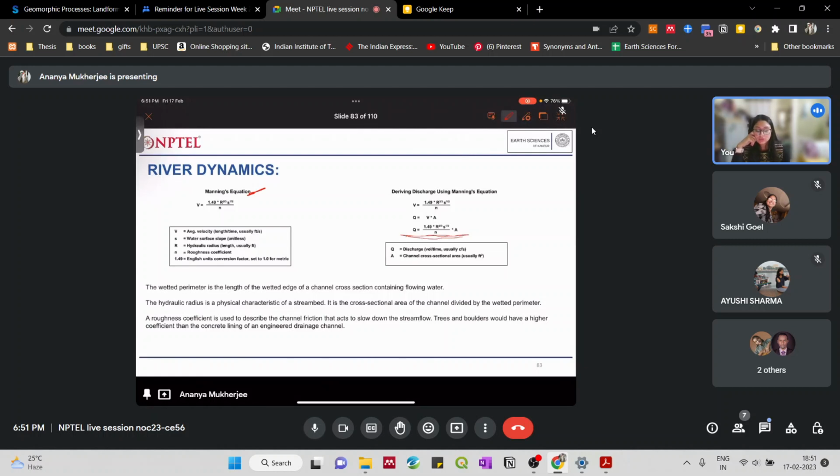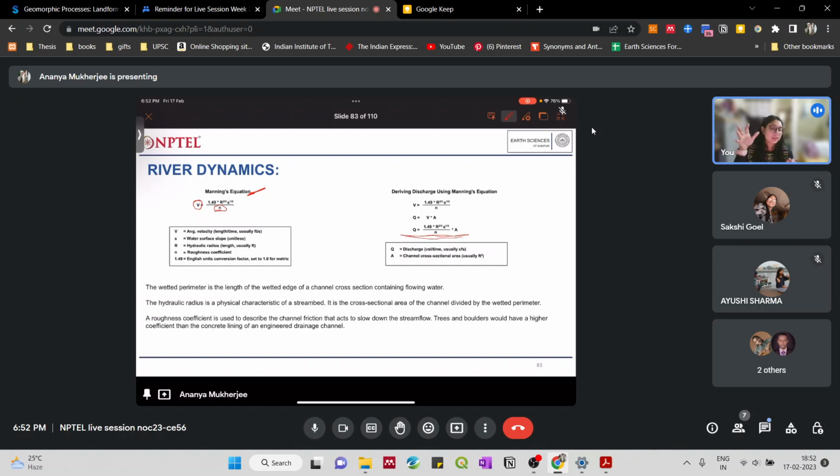Mostly your Manning's equation is dependent on the hydraulic radius, the water surface slope, and the roughness coefficient. You can see that the more the roughness, the lower your velocity. We saw this in that upstream downstream diagram also, that average velocity is lower in the upstream areas where you have more channel roughness. And you can see that it depends on the hydraulic radius and the water surface slope.